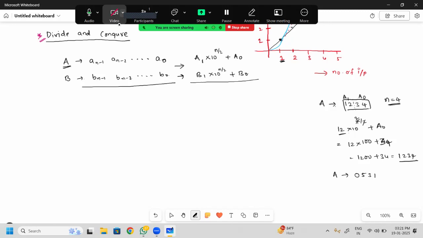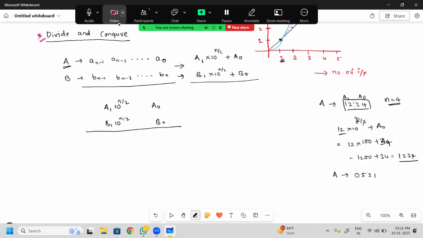I have distributed this like this. Next, on top of this, I am going to perform multiplication. So let us see how I am doing. A1 10 to the power of n by 2, next A naught, and B1 10 to the power of n by 2, B naught. These are the 2-digit numbers I am going to consider.